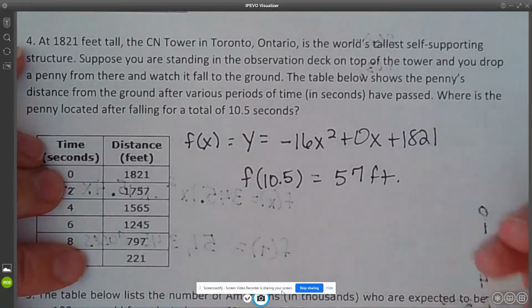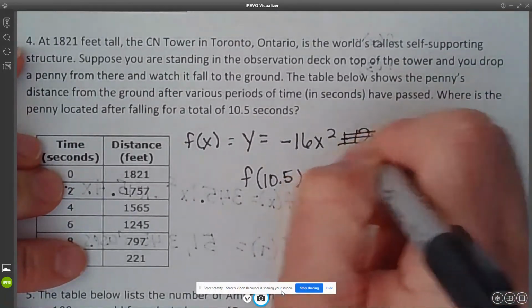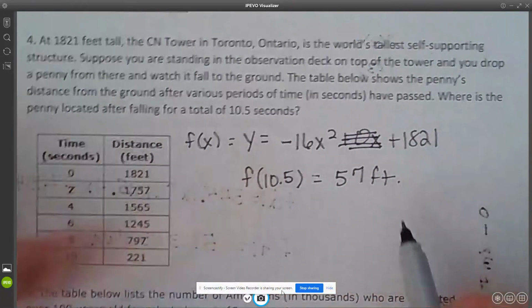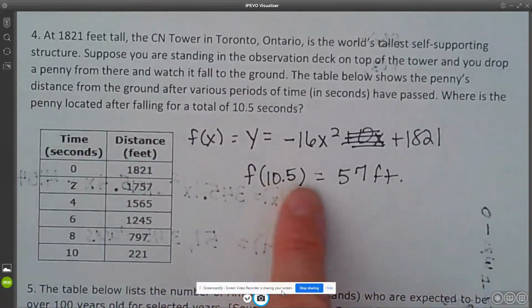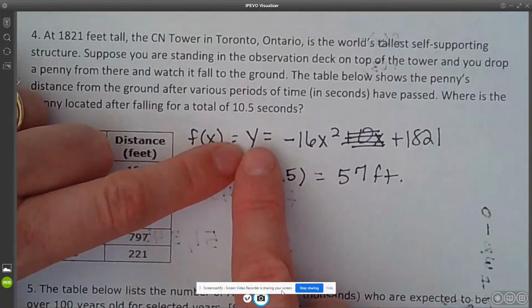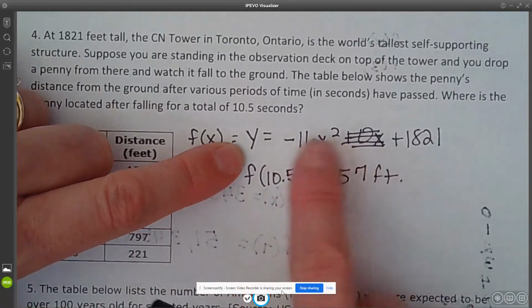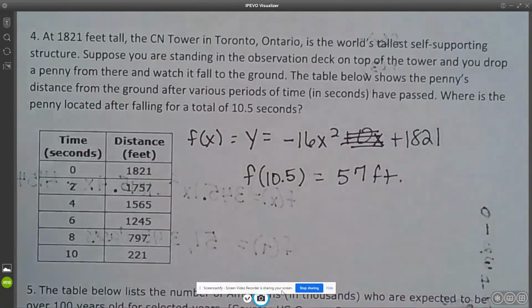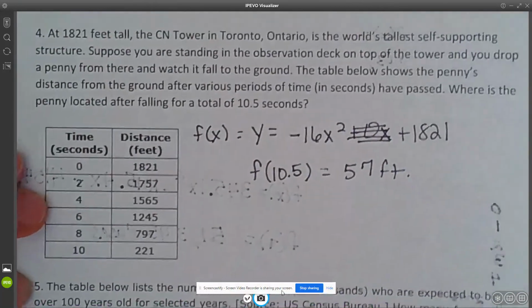If you were keying this in Delta Math, you wouldn't put this in. Okay, you would just put in negative 16x squared plus 1821. And then f of 10.5 would be 57 feet. By the way, in Delta Math, you're always going to put y equals this. So it'd be y equals negative 16x squared plus 1821. If you don't put the y equals, it will count it wrong.